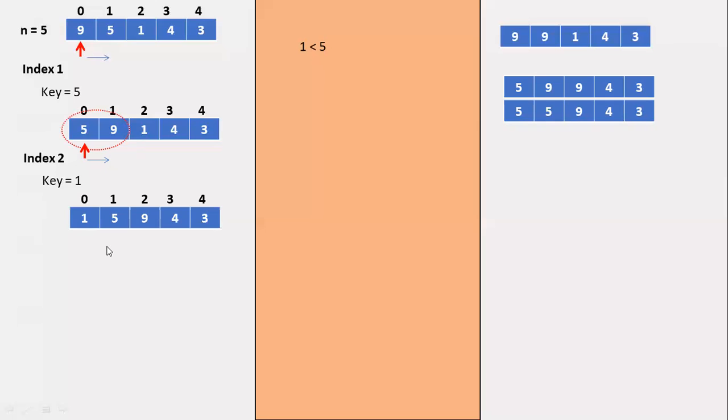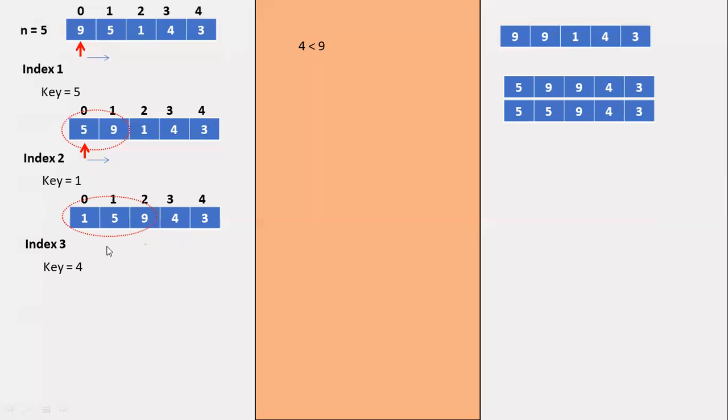Now the index value is 3. The element at index 3 is 4. So we have to take the fourth element and store it separately in the key. Now my key becomes 4. Again, I need to compare the key with all the left hand side elements. First we compare with the immediate element of the key. Once again, the same procedure.